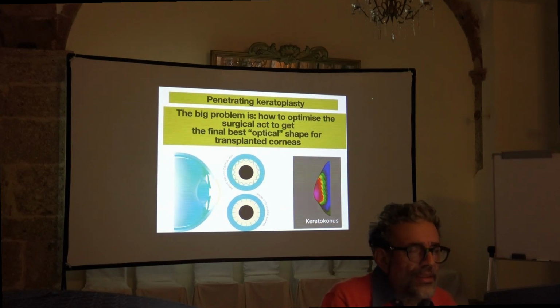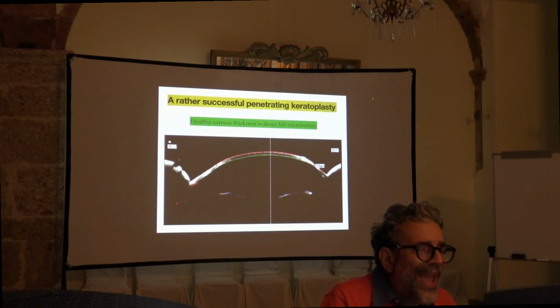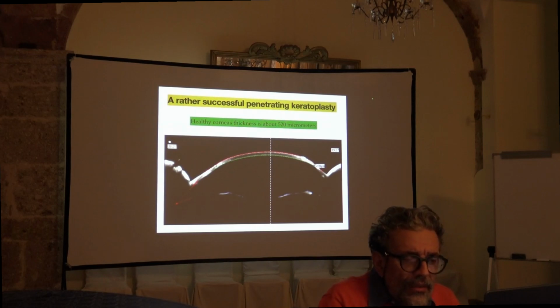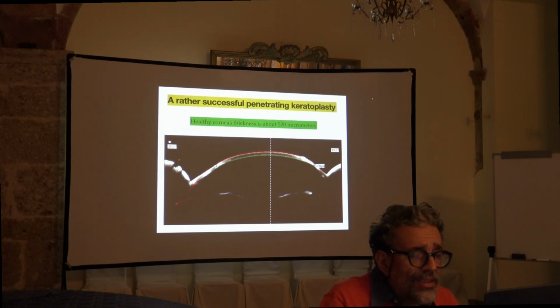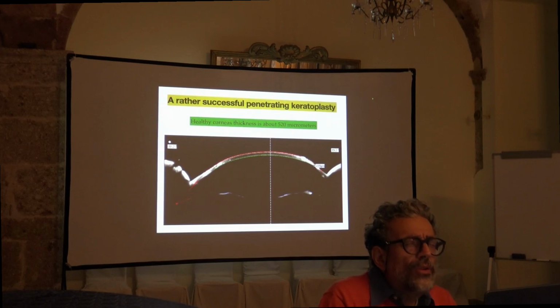Now the problem is how to optimize the surgical act to get the final best optical shape for the transplanted cornea. Okay, this was my right eye, the good one. You can see that the thickness was in a place 220 micrometers. The standard thickness is 520 micrometers. So it was very weak. Okay? The Young modulus of a keratoconus cornea is 27 kilopascal. A healthy cornea has a Young modulus of 50 megapascal.